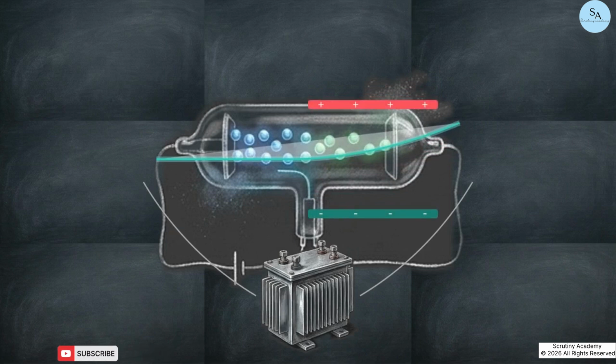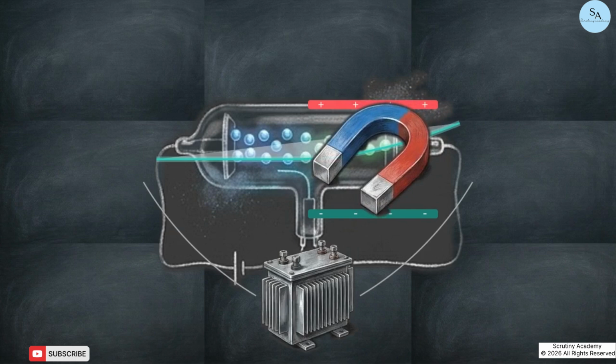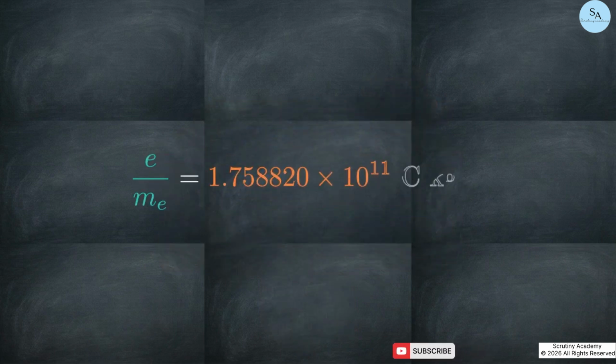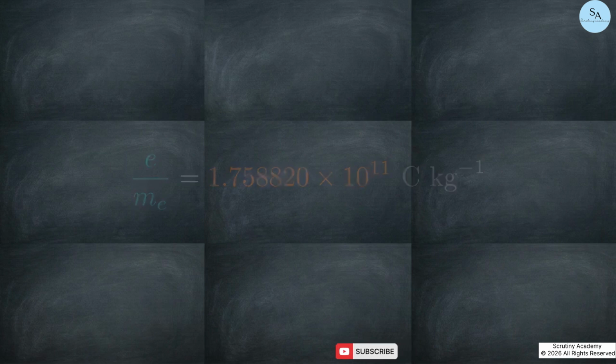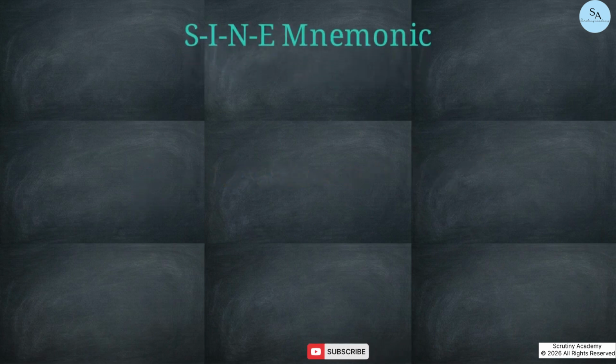Thomson used an electric field to deflect the beam toward a positive plate, confirming the particles were negative. He then applied a perpendicular magnetic field to push the beam back toward its original path. By precisely balancing the strength of both fields, Thomson returned the beam to the center of the tube. This allowed him to calculate a definitive charge-to-mass ratio for the electron, 1.758820 times 10 to the 11th coulombs per kilogram.